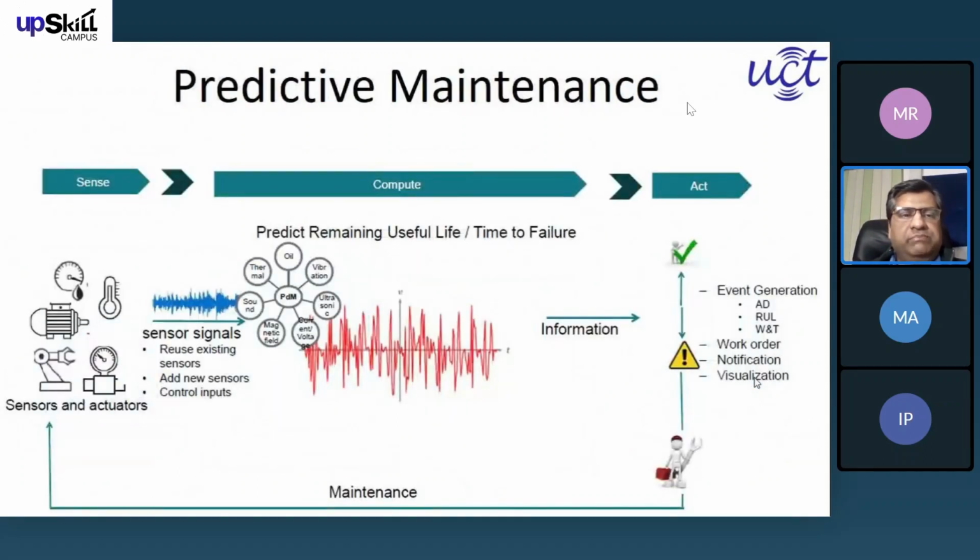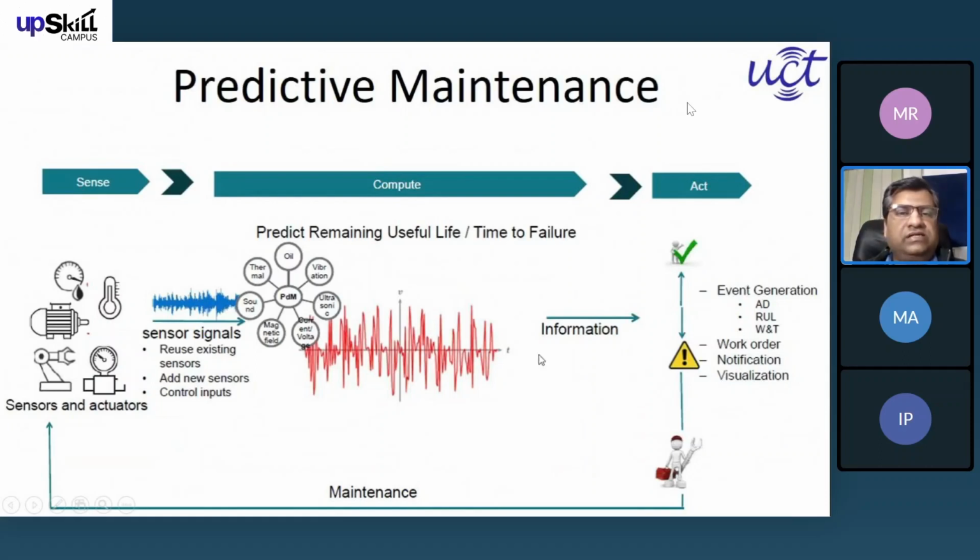This is the implementation. We have different kinds of machine parts and sensors, and we are capturing this data. Data could be thermal, oil, vibration, ultrasonic, current, voltage, magnetic field, sound. So we are using different sensors. We are capturing this physical quantity. We are bringing it to the server side using IoT and different communication technology.